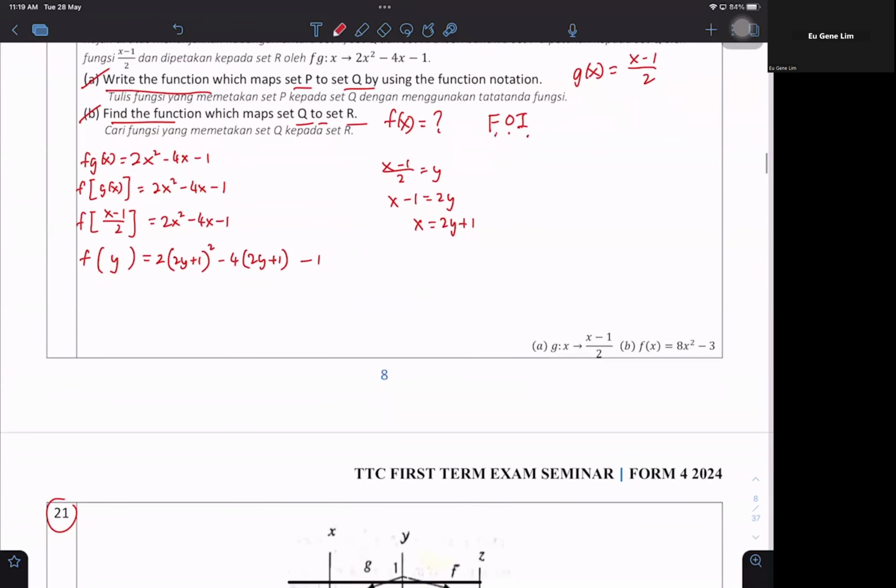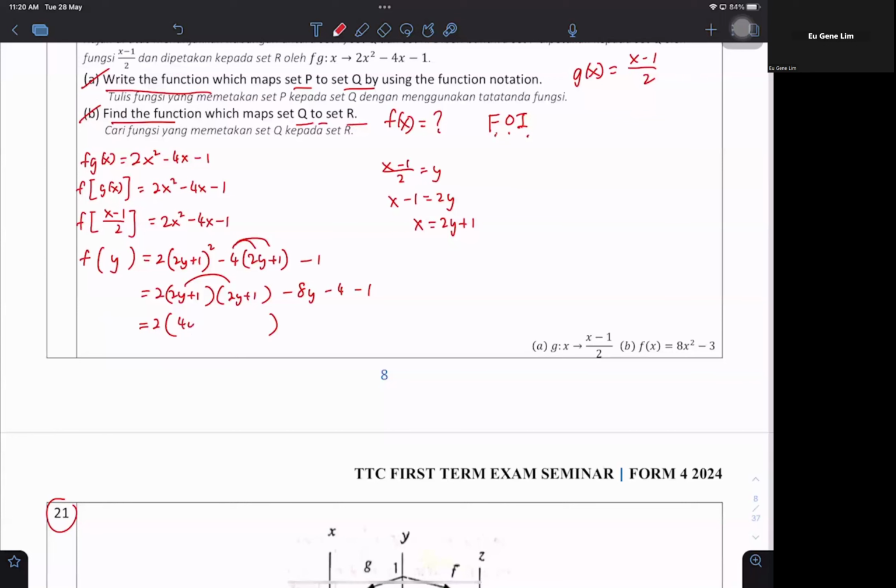Then you go and expand everything. No choice, you just have to expand everything. Oh, this one can expand. Minus 8y minus 4. You just have to expand everything. There's no other way already.